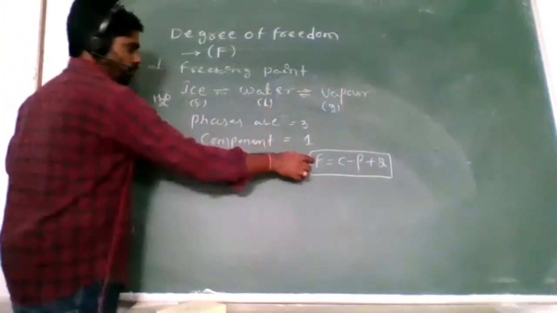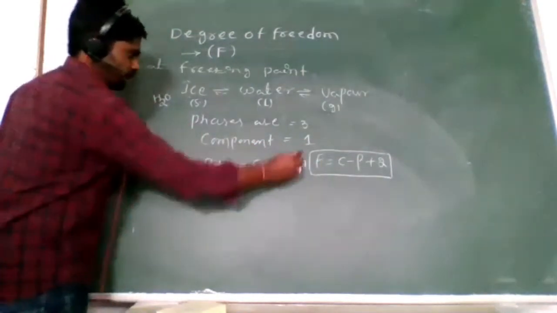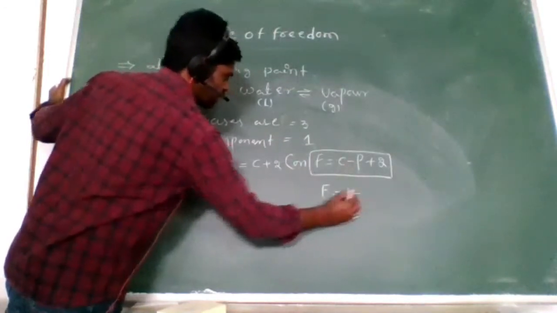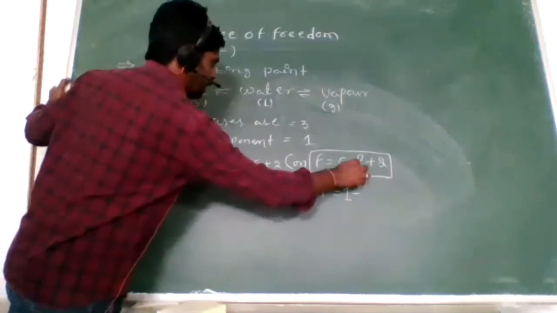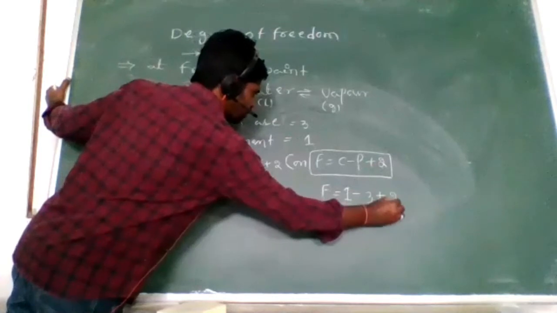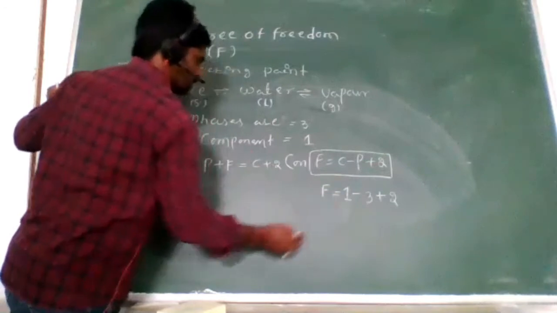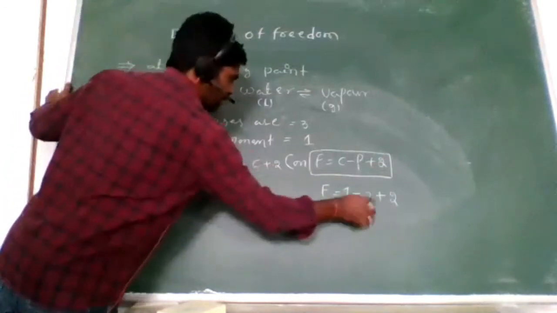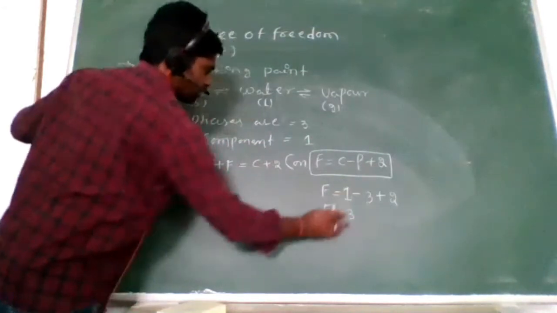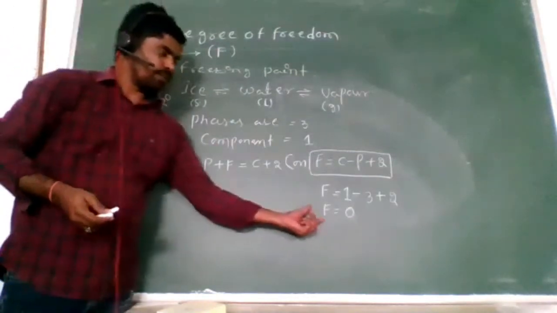Look at here, we find out the degree of freedom. F equal to C minus P plus 2. C is the number of components, one component. P, how many phases? 3 phases, plus 2. Here is the positive of 2. So 3 minus 3, so then 0. Clear? F equal to 0.